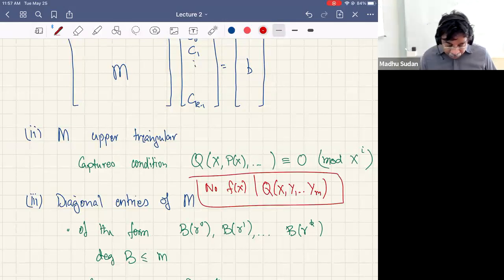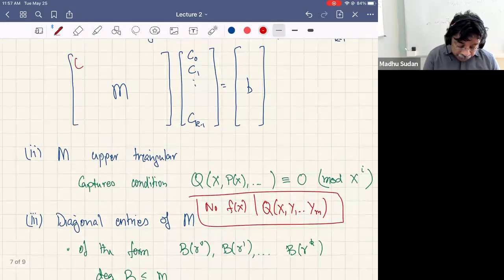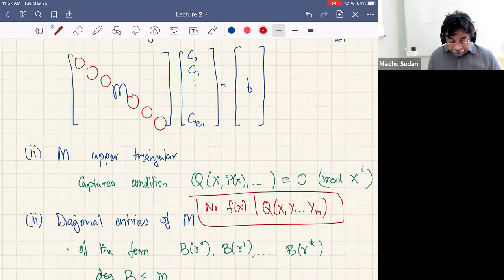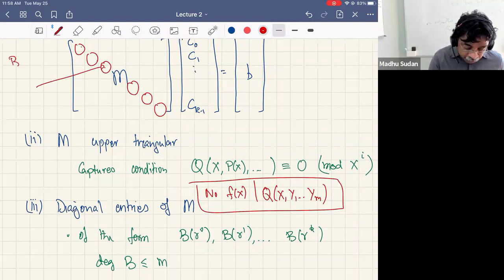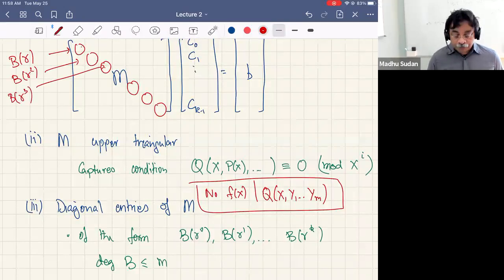Once we have this assumption, it turns out that all of these diagonal entries are actually very nicely structured. In this part, I'm not proving or writing it down, but I'm making a claim which you should verify on your own if you're curious. These entries are all of the form B of gamma. The next one will be B of gamma squared. The next one will be B of gamma cubed, and so on, where B is some fixed polynomial of degree m.